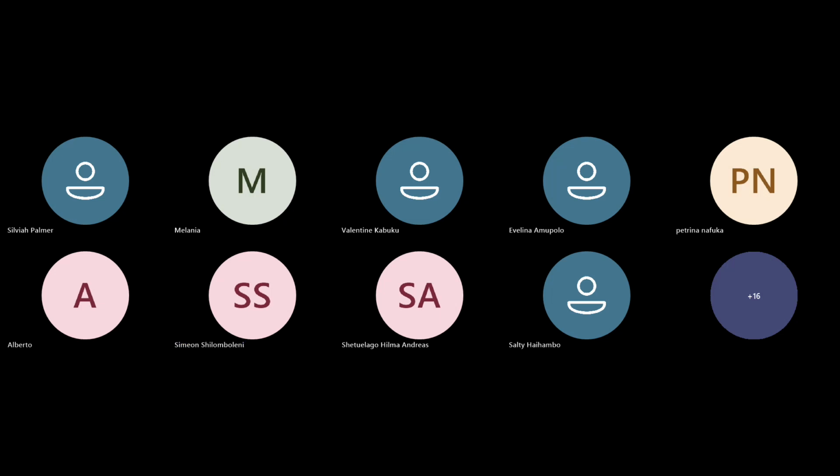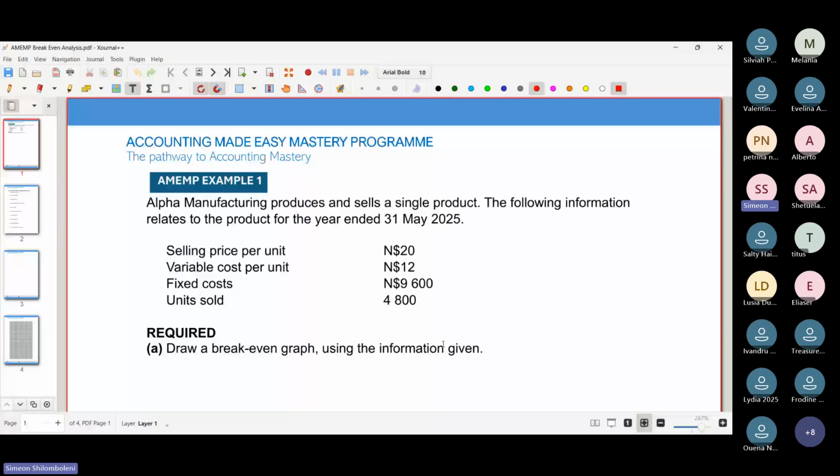All right, so this topic is still linked to management accounting. It still links to the marginal costing calculations. It's just that in this case, we are going to show the information on the break-even chart.